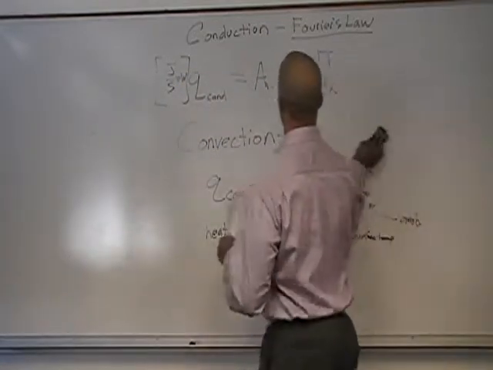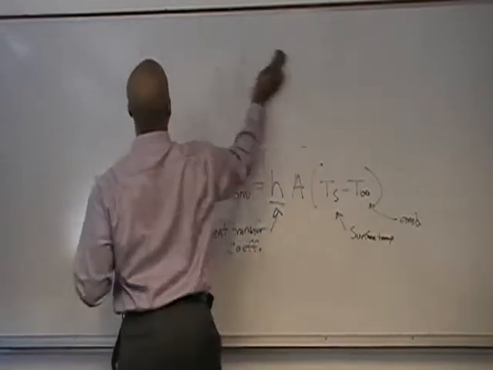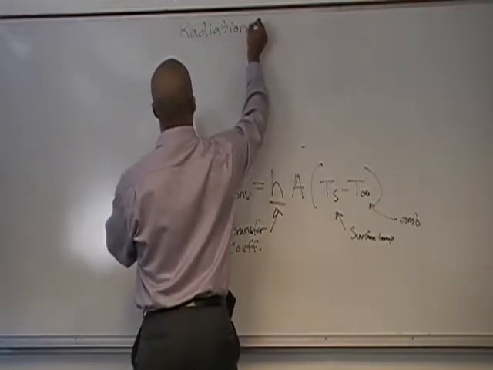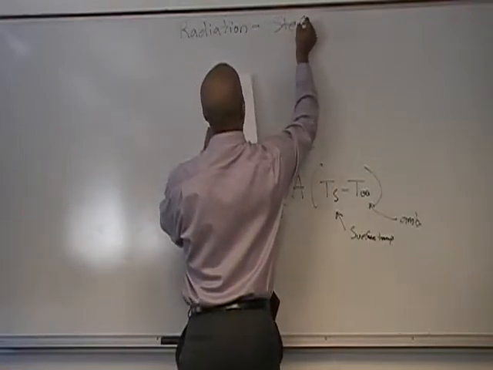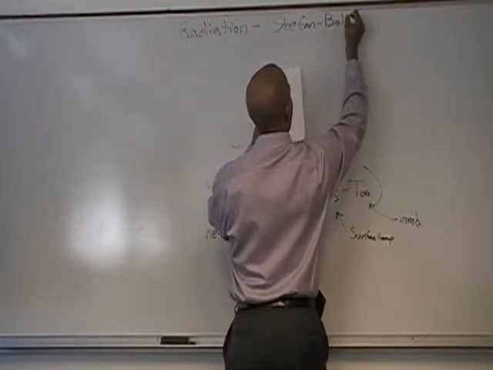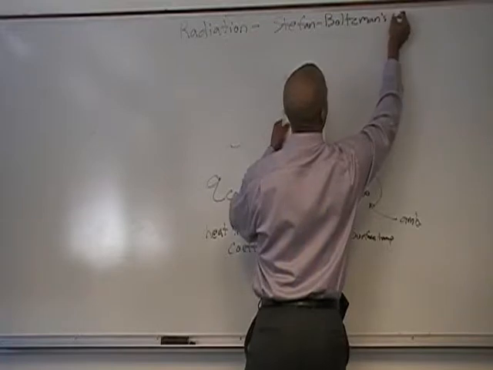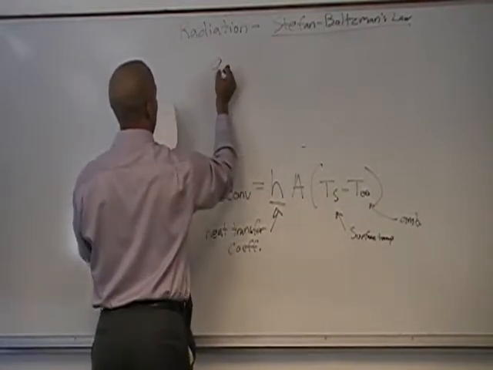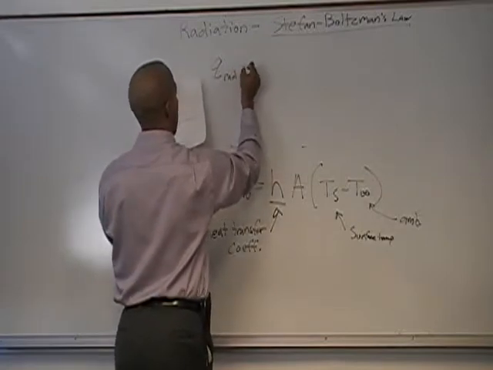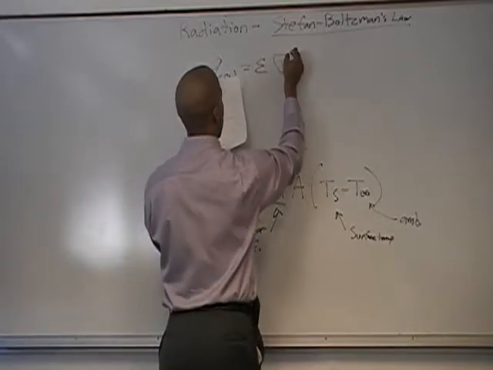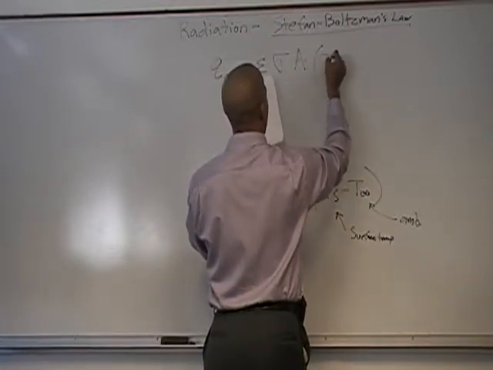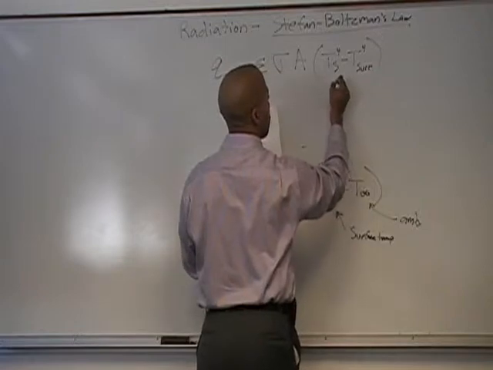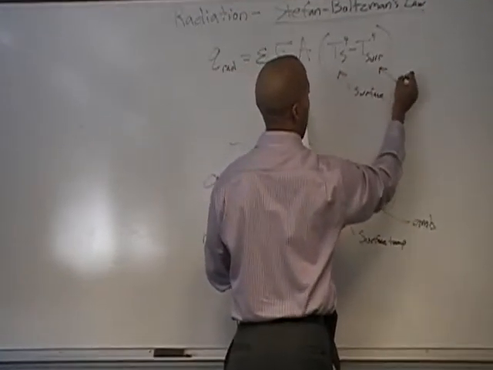And the final one, the final rate equation, is the radiation rate equation, which is given by Stefan Boltzmann's law, which basically says that the heat rate equals this material property we'll talk about, a constant, the area, times the difference of the temperature to the fourth power between the surface temperature, the surface again, and the temperature of the surroundings.